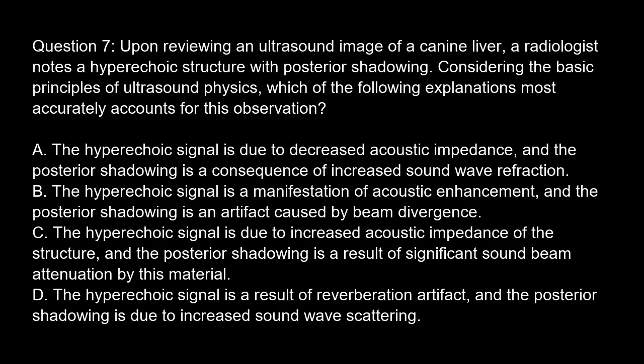Option C. The hyperechoic signal is due to increased acoustic impedance of the structure, and the posterior shadowing is a result of significant sound beam attenuation by this material. Option D. The hyperechoic signal is a result of reverberation artifact, and the posterior shadowing is due to increased sound wave scattering.